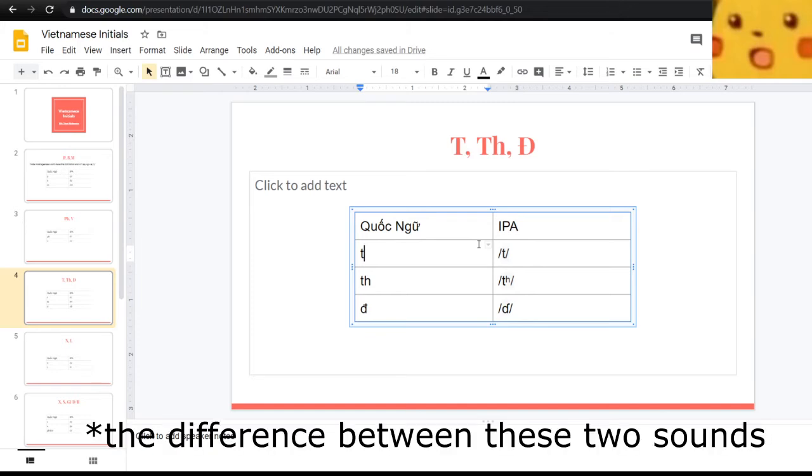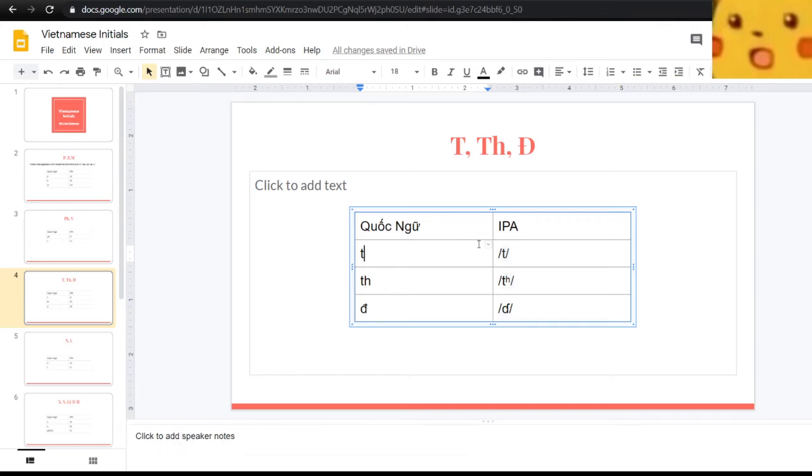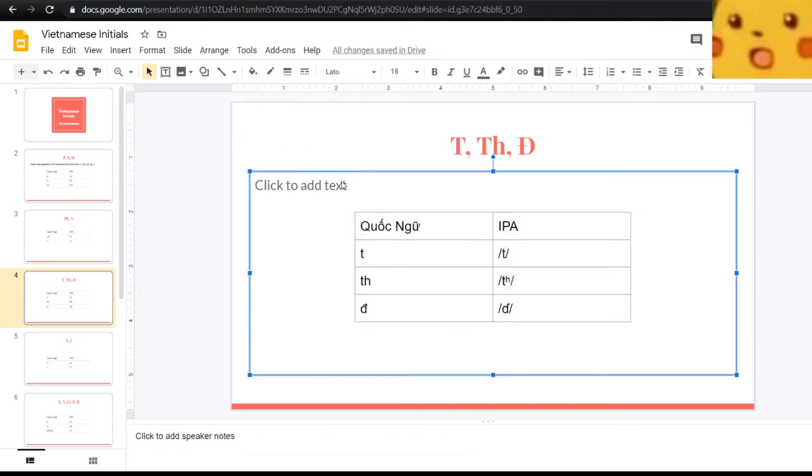So you can practice the difference between these two words by saying something like this. The first one being ta, the second one being ta. Right? These are the only differences between the two, and it's just like that extra breath of air that will create the difference between the two.